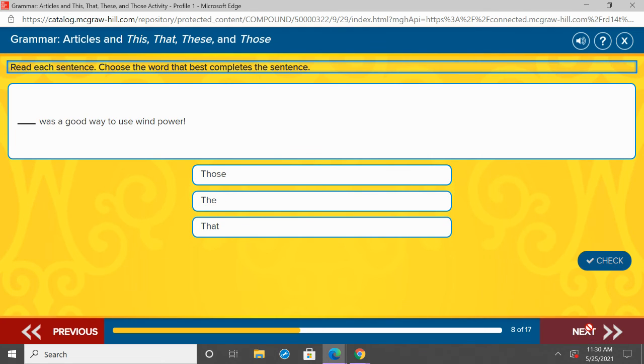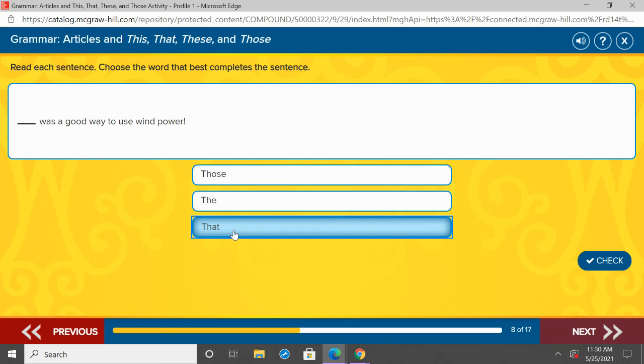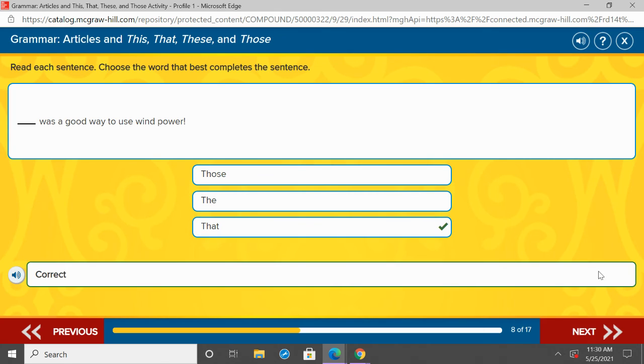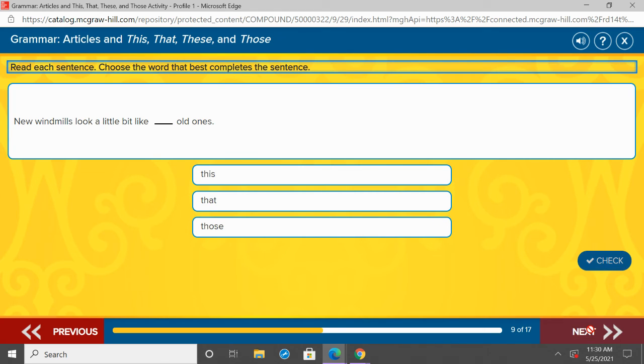Fantastic. Next one says blank was a good way to use wind power. Would we use those, the, or that? Go ahead and point to what you think the right answer is. So you should have pointed to that was a good way to use wind power. Good job. We're going to go ahead and do a couple more 2nd grade, so keep up the awesome work.